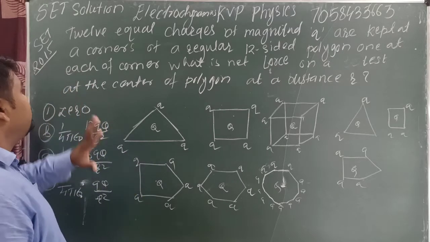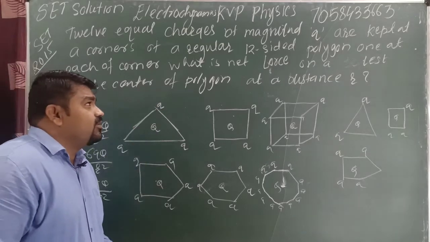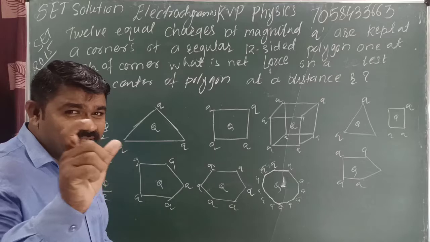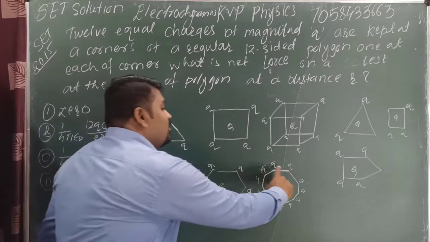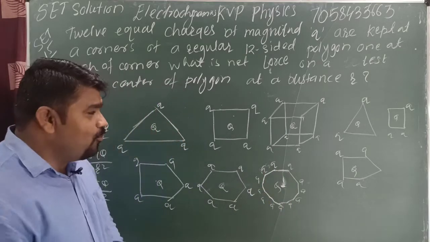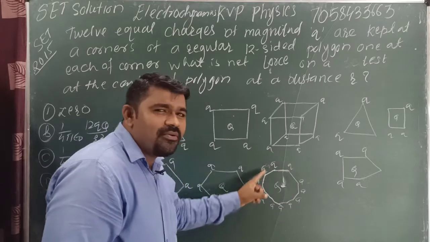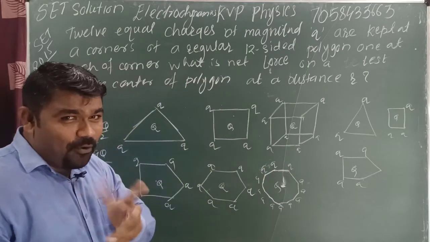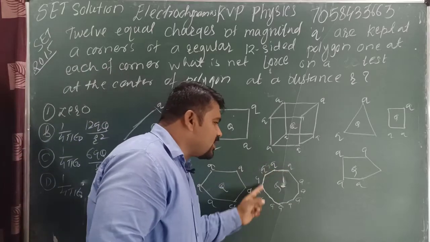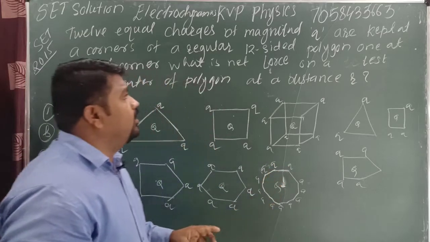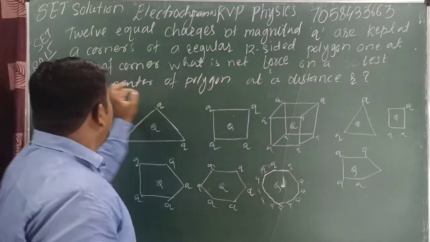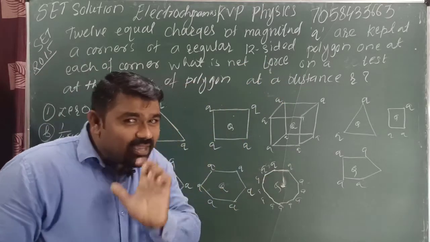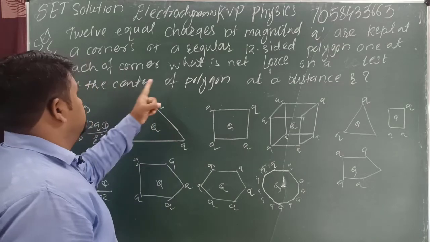What is the first question? 12 equal charges of magnitude Q are kept at the corners. 12 charges kept at the corners. What is the magnitude of the charge? Q. At a regular polygon. Regular polygon means all sides are equal. One at each corner. Okay, at each and every corner we can place a Q amount of charge.